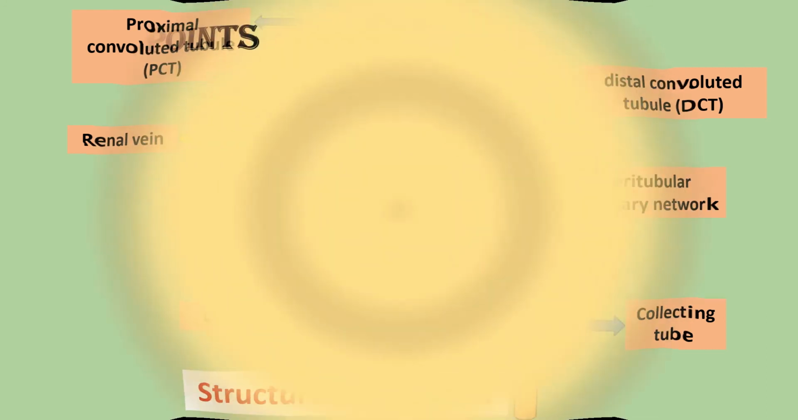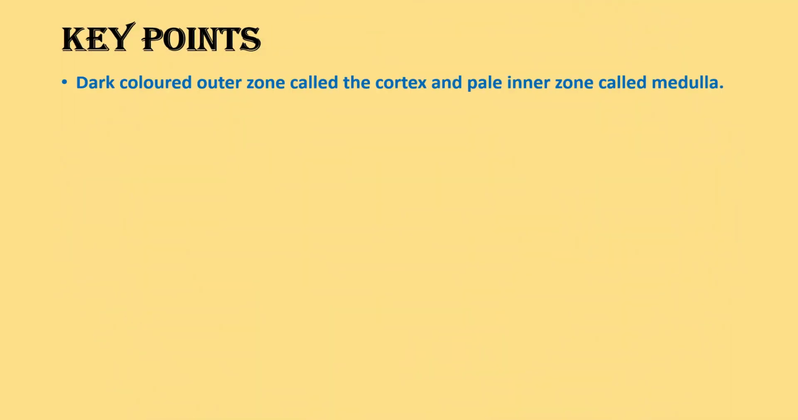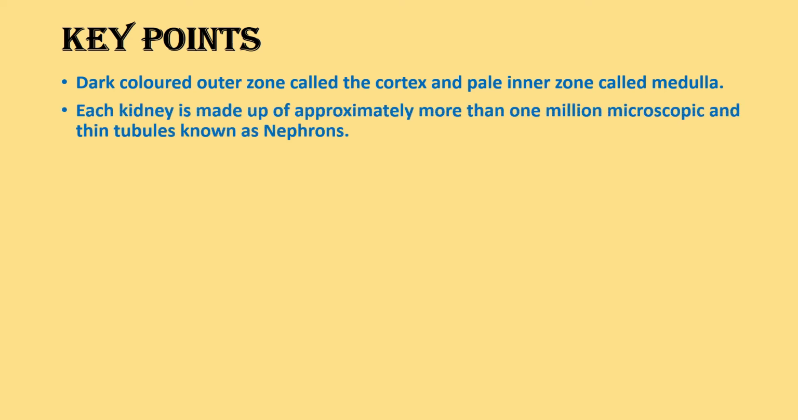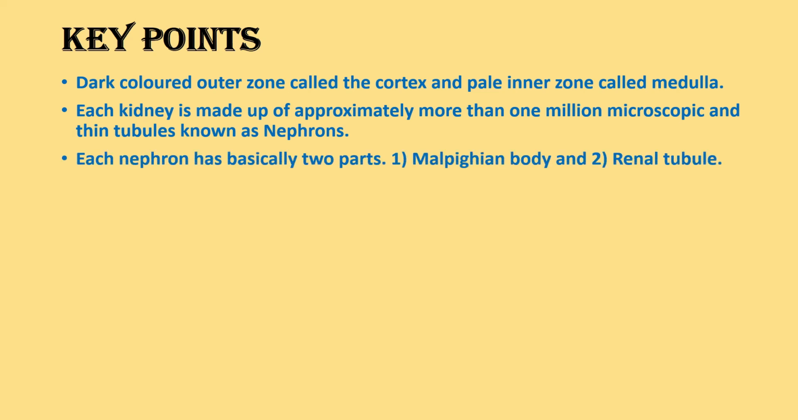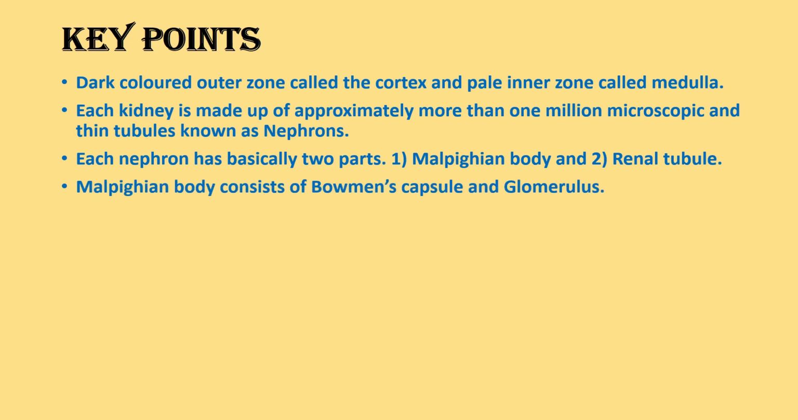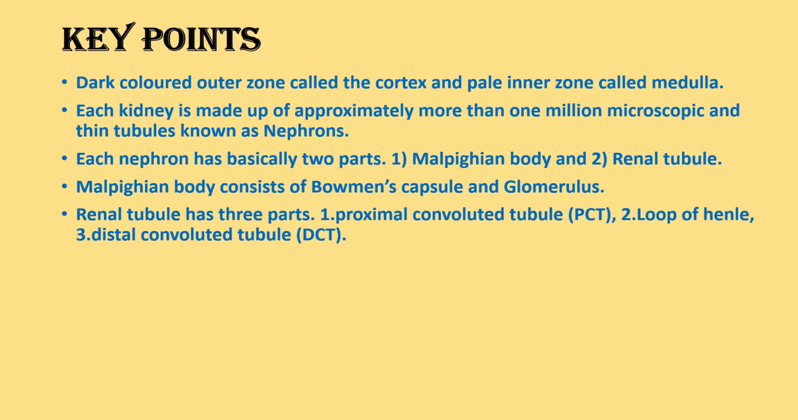Key points: the dark-colored outer zone is called the cortex and the pale inner zone is called the medulla. Each kidney is made up of more than 1 million microscopic, thin tubules known as nephrons. Each nephron has basically two parts: the Malpighian body and the renal tubule. The Malpighian body consists of a Bowman's capsule and glomerulus. The renal tubule has three parts: the proximal convoluted tubule, loop of Henle, and distal convoluted tubule.